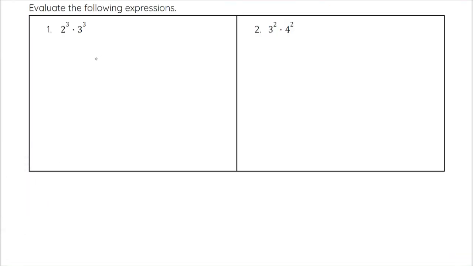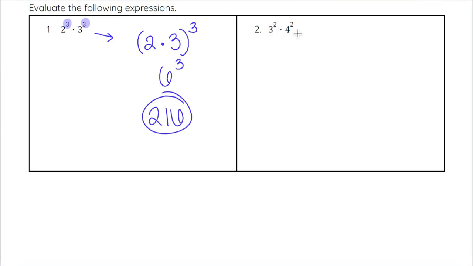So let's take a look at some examples of this. So 2 to the third times 3 to the third power. We can use this shortcut essentially here because we have the exact same exponents. We can just multiply the 2 and the 3, those bases, and keep it to the third power because the third power is what each of them are to. 2 times 3 is 6, and then raise that to the third power and you get 216.